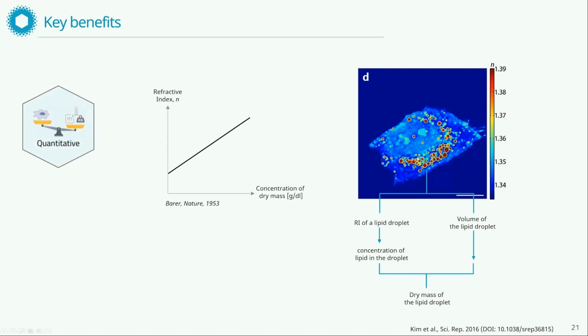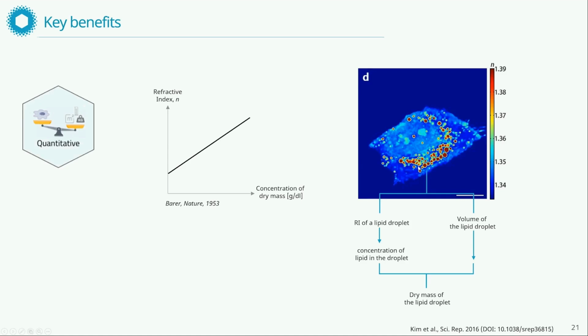So now you can use some segmentation to take out this lipid droplet, and from the refractive index value of the specific individual lipid droplet, using this proportional value, which is known as the refractive index increment, you can calculate the concentrations of the lipids in each individual lipid droplet.